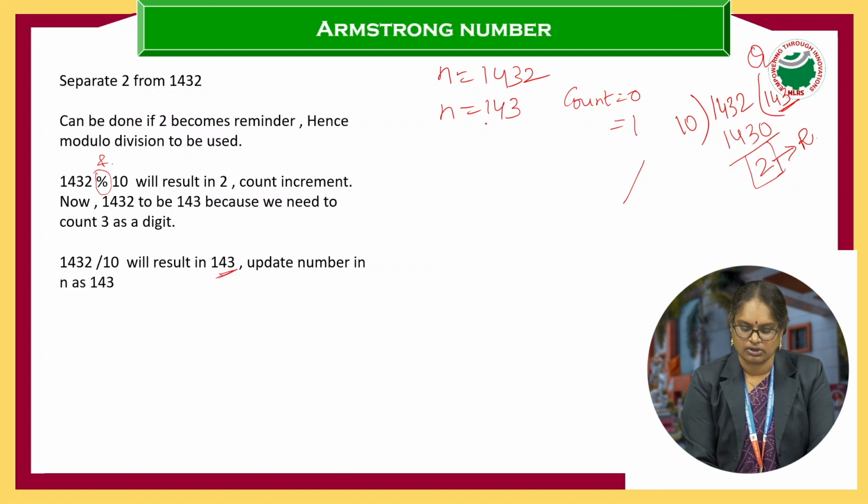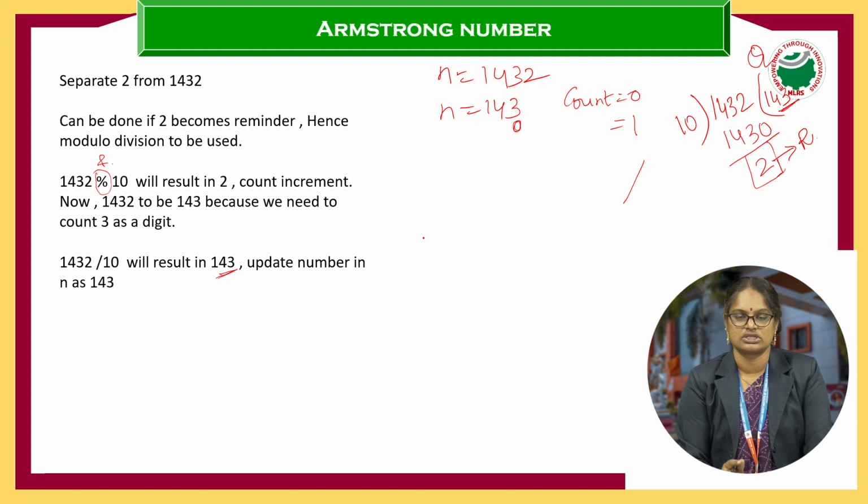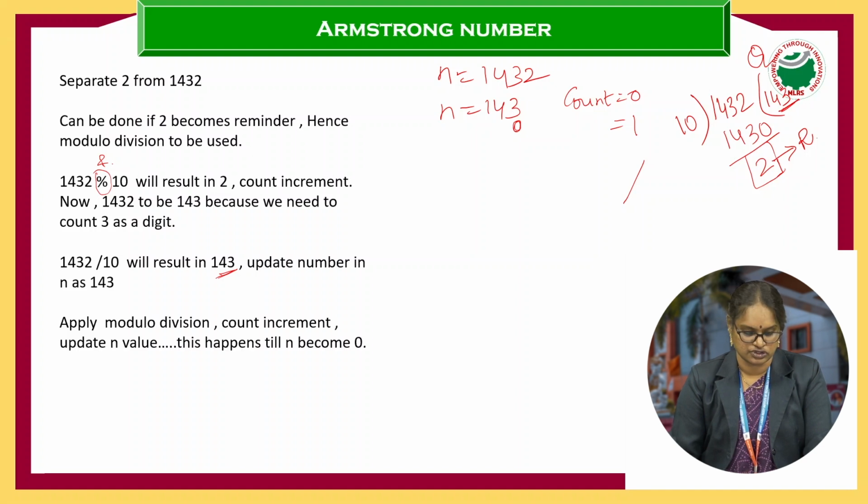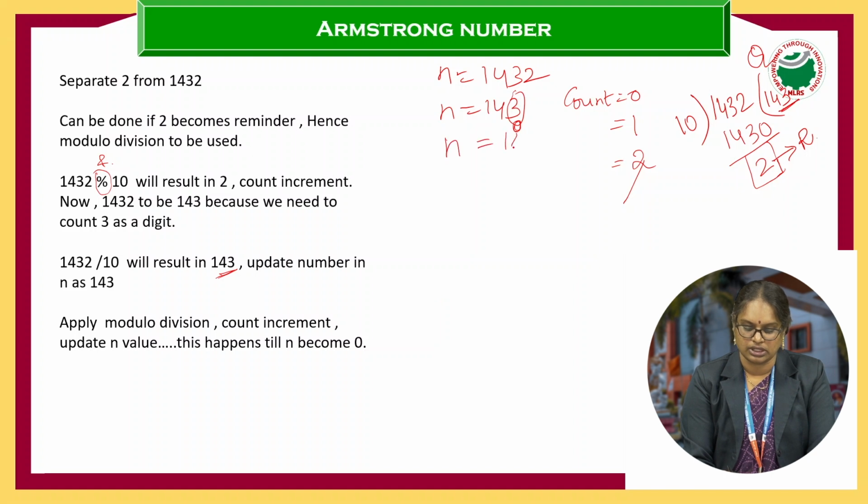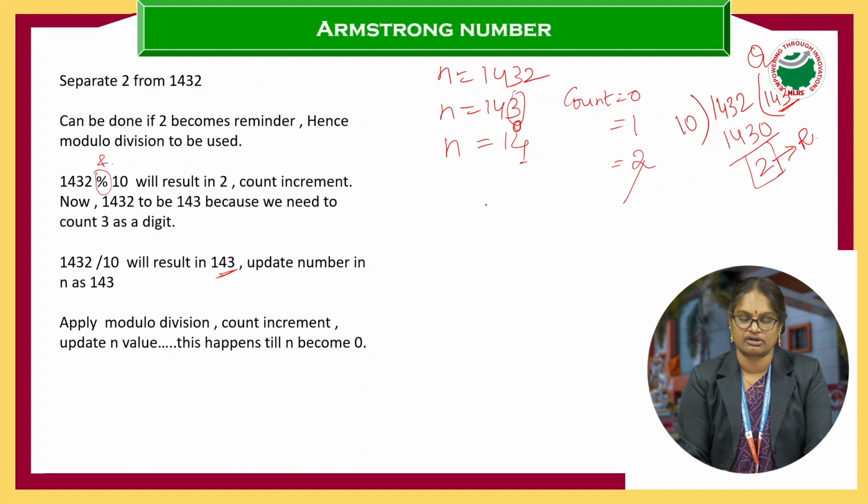Right. Now when I take 143, this is the orphan place. I can easily count or remove this orphan place. So as I can easily remove and count, I will be applying the same procedure, that is 143 modulo division 10. Then this 3 will be counted and I will get the counter to be 2 again. I will update my n to be 14. That means I made 4 to be in the orphan position. Then I perform my modulo division and I'll remove that 4. My counter I will increment to the 3rd time.